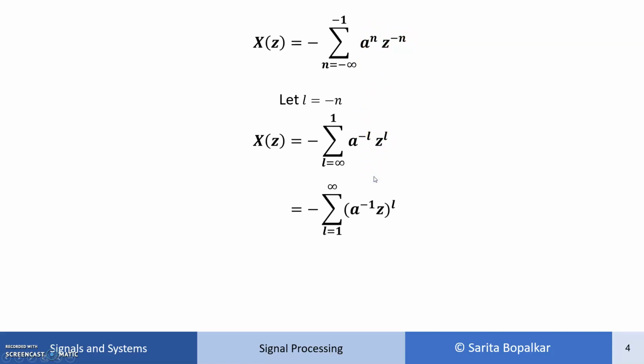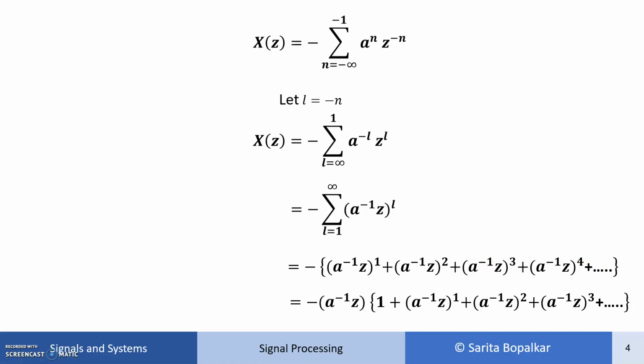Now let's solve this. We can write the lower limit to the lower side and the upper limit to the upper side. So you can write L varies from 1 to infinity. This minus sign stays as it is. A raised to minus 1 z, we'll take this L common to both. Now we'll solve this. We'll put L is equal to 1, L is equal to 2, L is equal to 3, and we will get this infinite series.